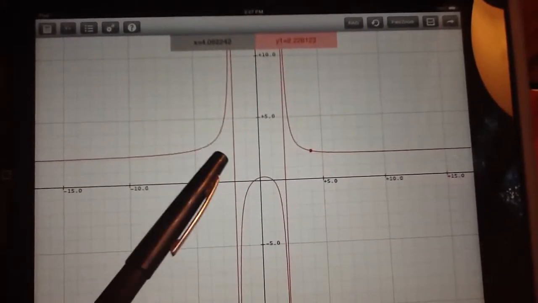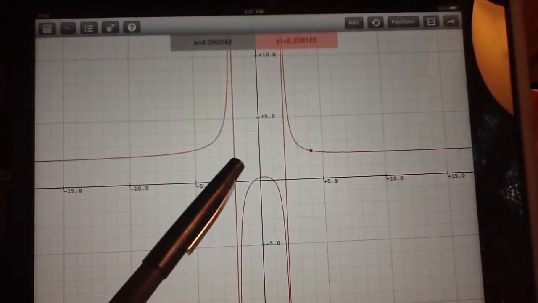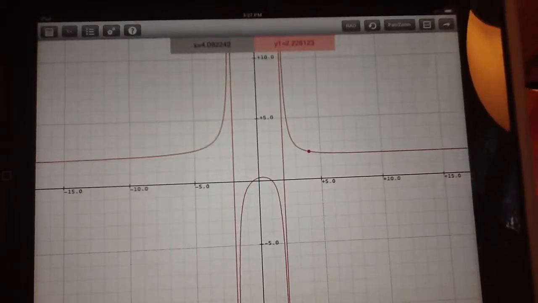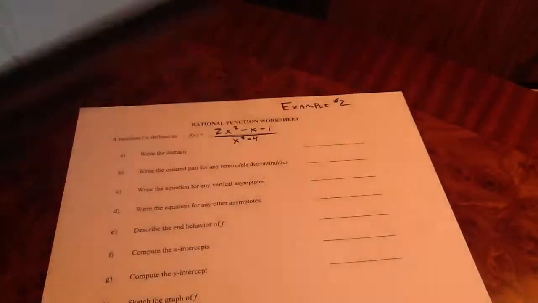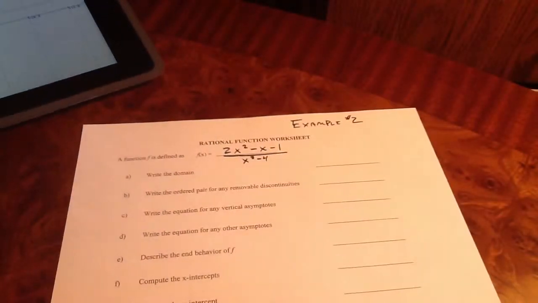I need to know that these vertical lines probably don't exist. The calculator's just filling in the dots. So those are probably asymptotes. Good. All right, well, the first thing I need to do is factor top and bottom.